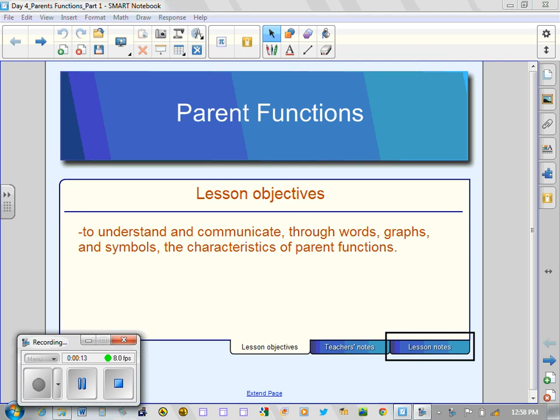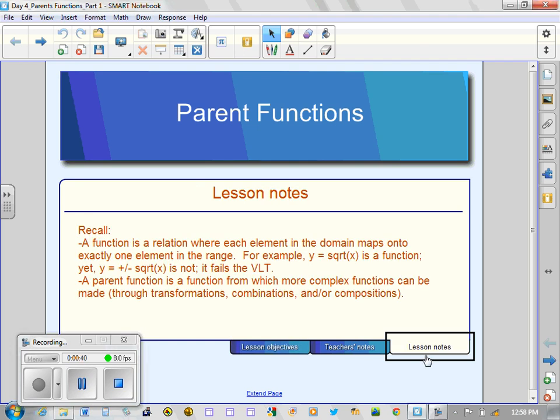You're going to find that the learning is going to take place through what you see in the video and also through whatever interactions that we happen to have with one another in the classroom. Okay, so the objectives are to understand and communicate through words, graphs, and symbols the characteristics of parent functions. We're also going to take note of a few other ideas.